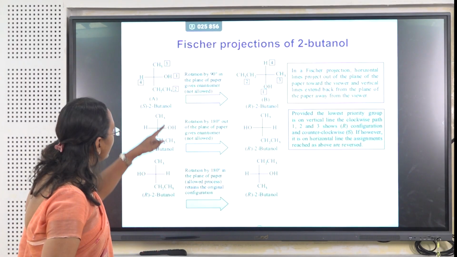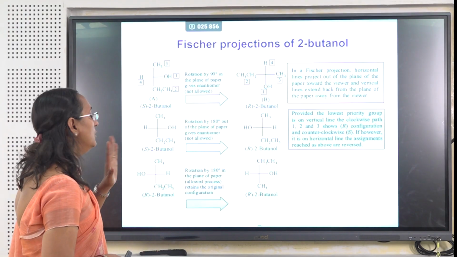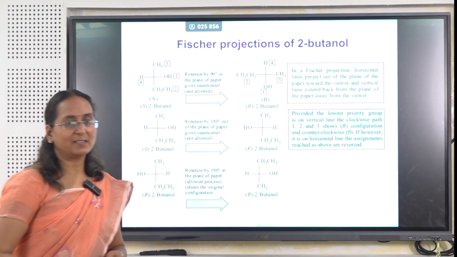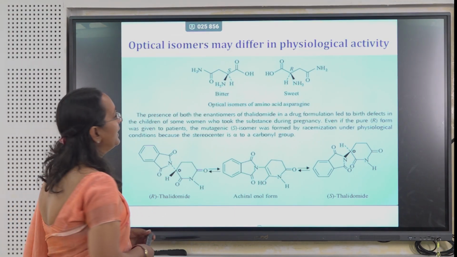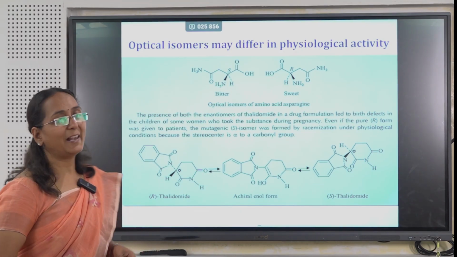And if you are doing it out of the plane of the paper and it gives the enantiomer, then it's a not allowed type of process. So this is the Fischer projection of one example, 2-butanol. Now, we are talking about the optical isomers which may differ in physiological activity.